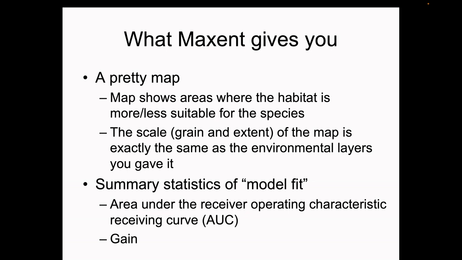So Maxent gives you a pretty map which shows you areas where the habitat is more or less suitable for the species, where the grain and extent of the map is exactly the same as the environmental layers. But it also gives you some summary statistics that are called model fit.